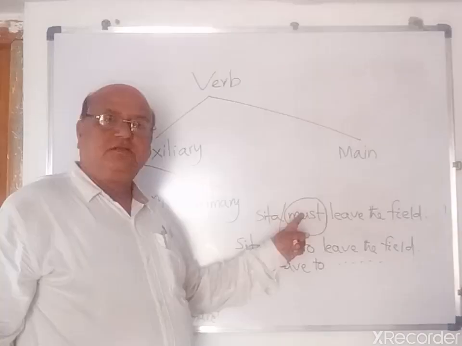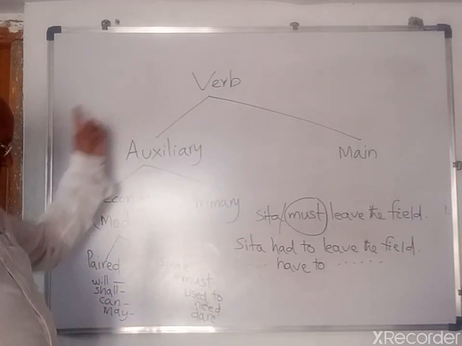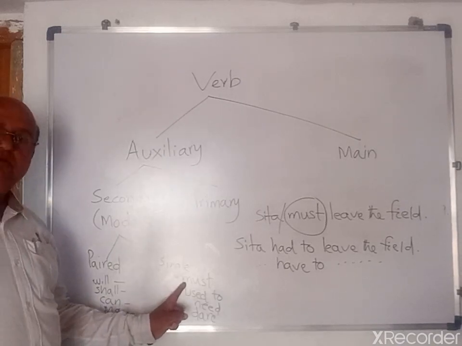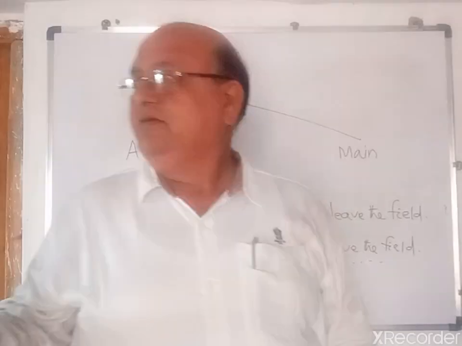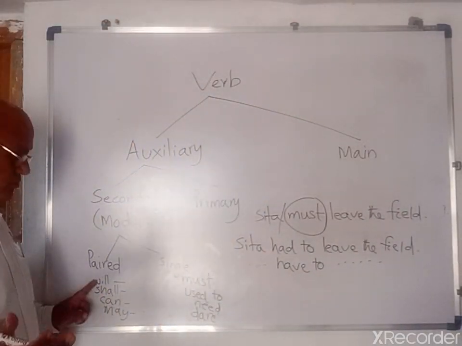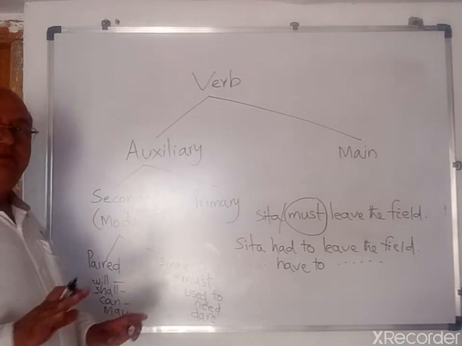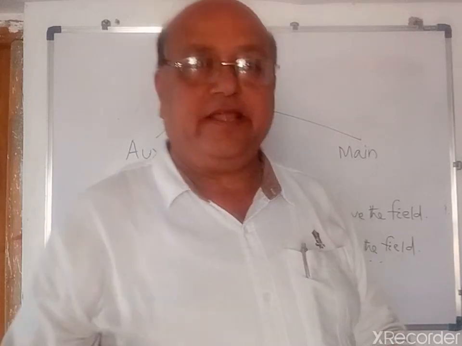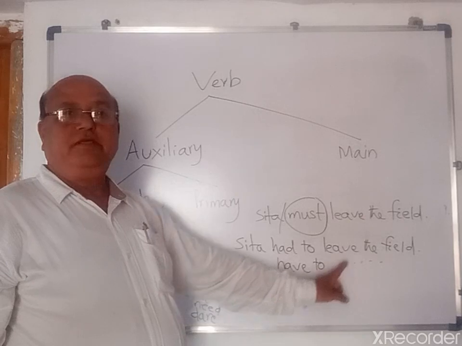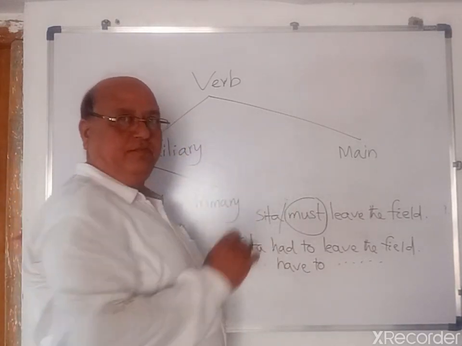Look at the word must. Find out the must here. Where is must? Must is in the single modal. Single modal meaning we cannot change. We can change will to would, shall to should, can to could, may to might. But we should not dare to change must into had to or have to leave. Clear?